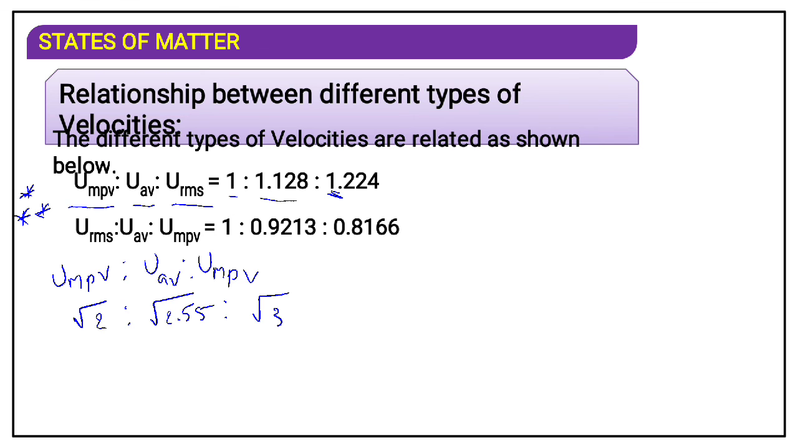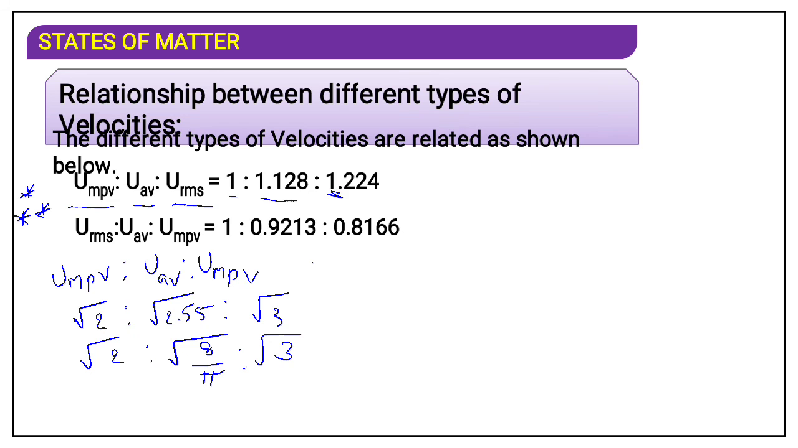Or we can also write like this: root 2 is to root 8 by pi is to root 3. Like this it is also possible to write all the relations. This is a very important topic.